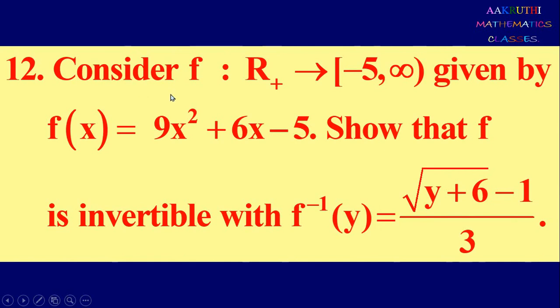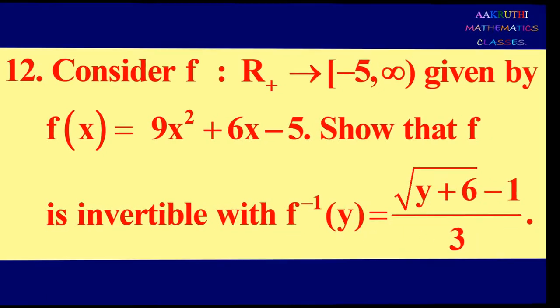So next problem. Consider f from R plus to [-5, infinity) given by f of x is 9x square plus 6x minus 5. Show that f is invertible with f inverse of y is root of y plus 6, minus 1, divided by 3. Now here it is given f of x is 9x square plus 6x minus 5. You have to prove that f is invertible and also you have to prove f inverse of y is root of y plus 6, minus 1, divided by 3.